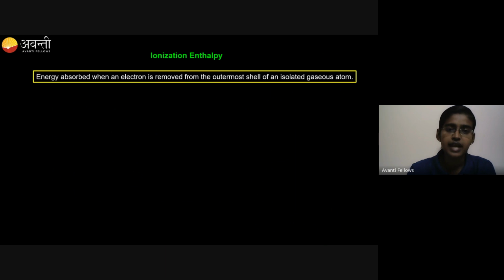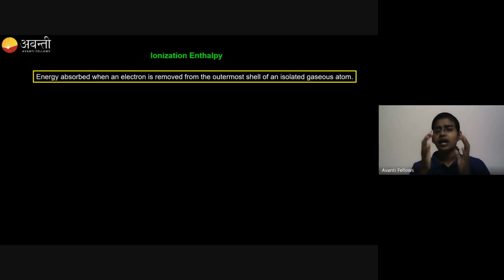What is ionization enthalpy? You might have studied this in your class 11, right? What is ionization energy? Can anyone tell me the definition? The energy required to remove the outermost electron from an isolated gaseous atom is called ionization enthalpy. Very good, Sandeep.